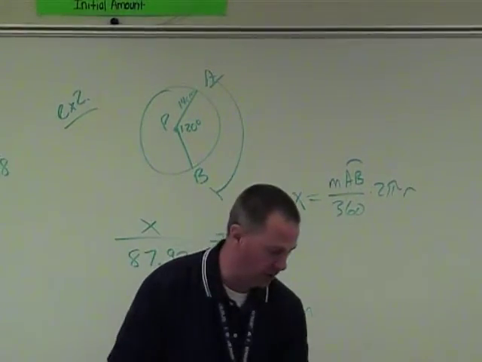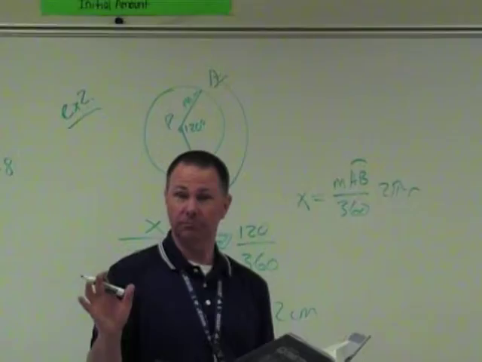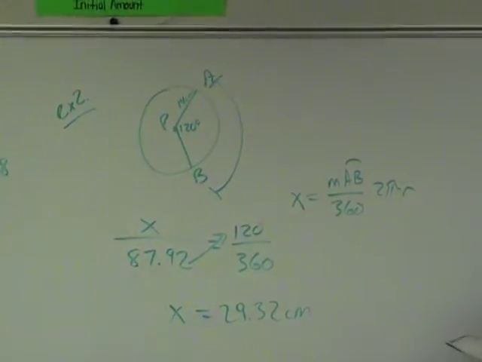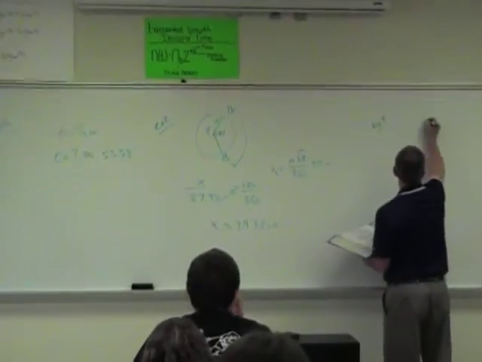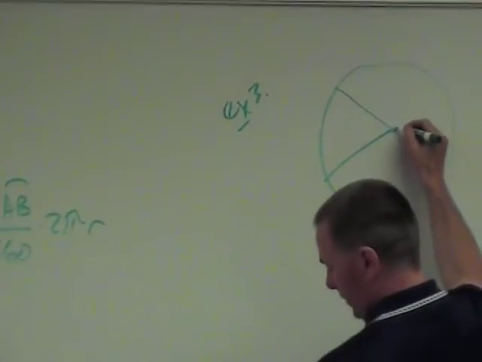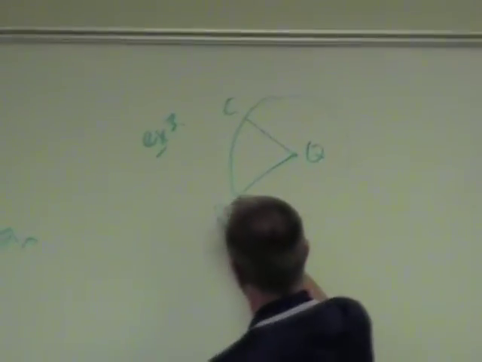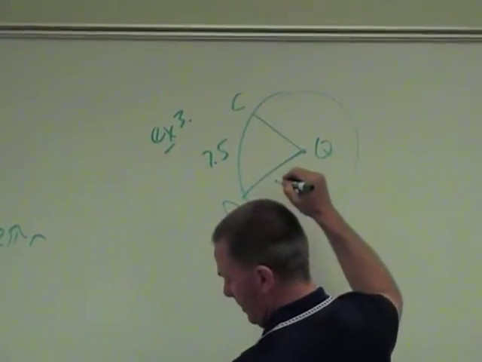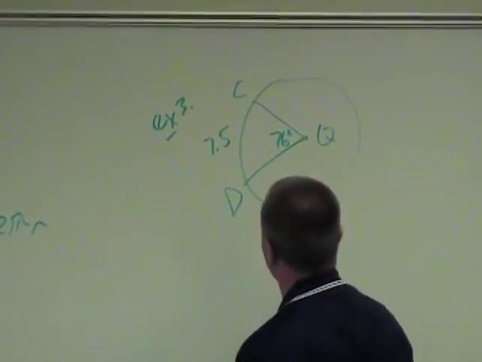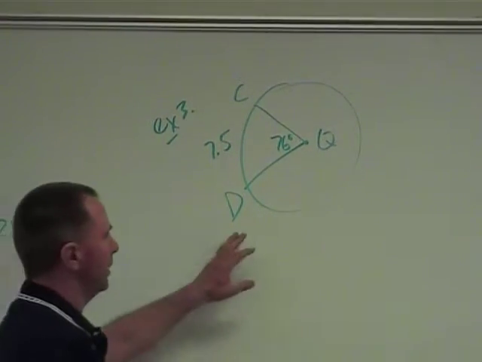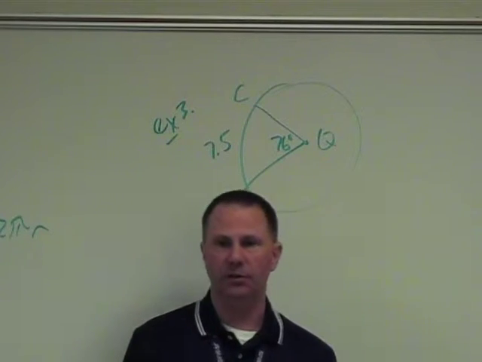All right, let's do another example. So far, easy? Yes, sir. All right. Let's do example 3. Here's your circle. I want to know the circumference given this information. This is Q, that's CD. The arc length is 7.5, and the central angle is 76 degrees. Everybody use your formula and figure out what the circumference of the circle is.